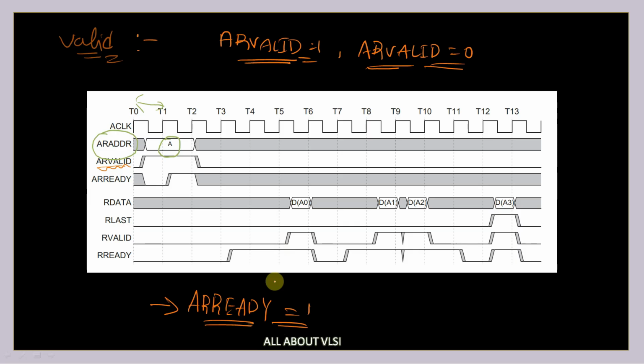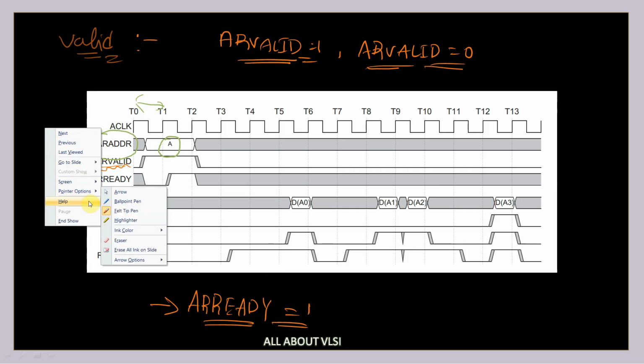Until and unless this AR ready is made 1, the master is not allowed to change the address and control information. So this is a handshaking mechanism in the case of the address channel. Let me show you one more time.